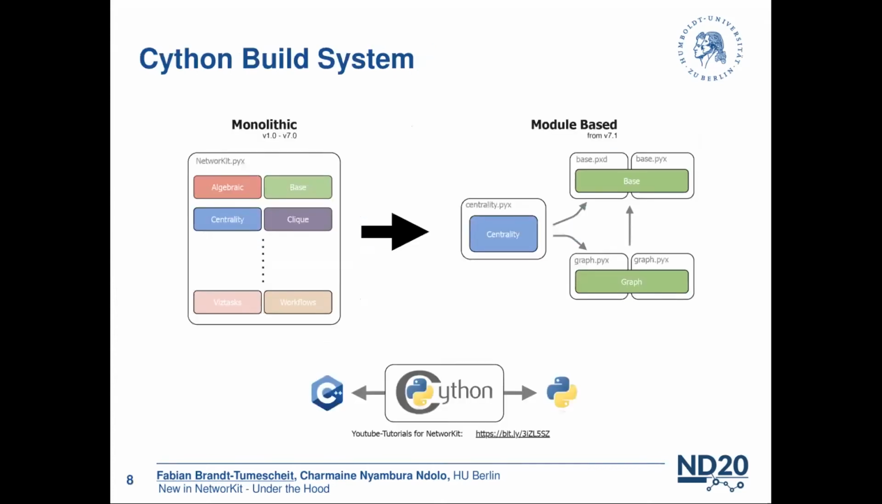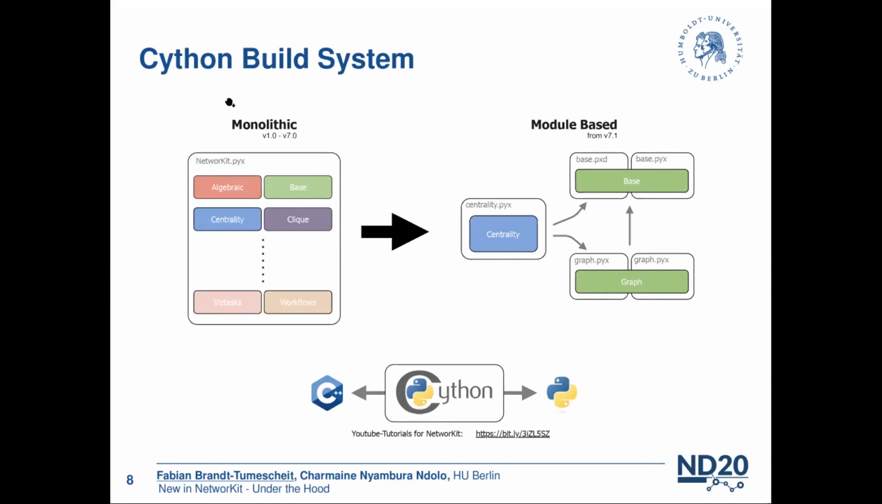So the next thing, if you are a developer and have already tried to write an extension for NetworKit, you likely already came in contact with Cython. As we already covered, we use Cython to create the connection between C++ and Python. Until the last major release, this connection module here on the left was created in a monolithic way, which means the connection for all parts of NetworKit are actually in the same file.